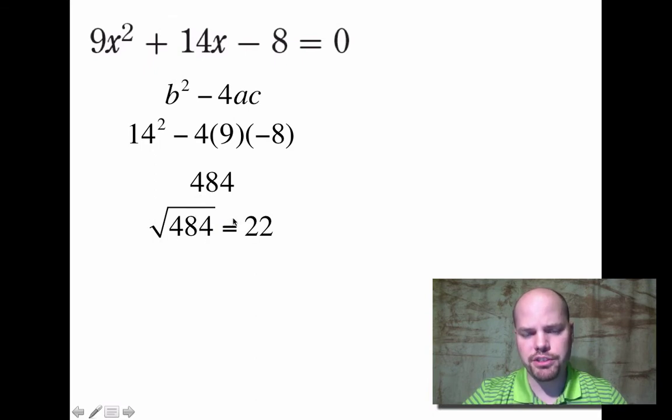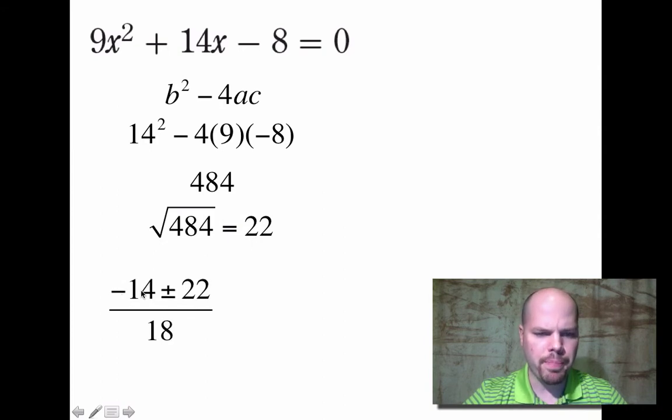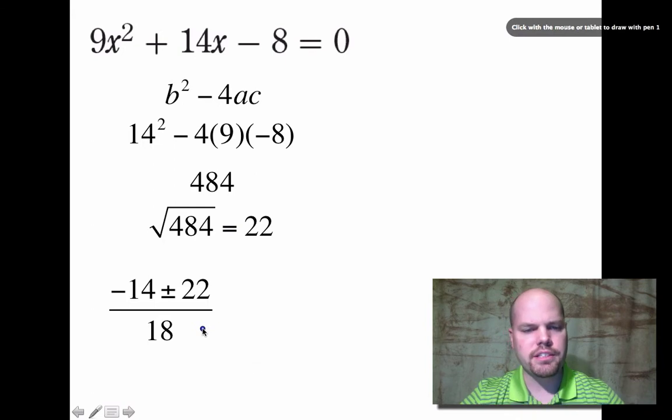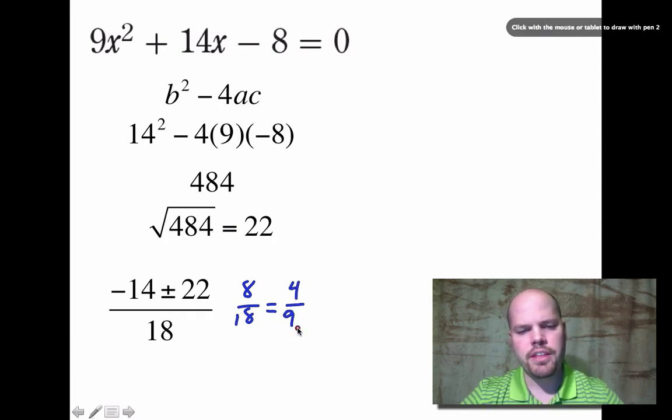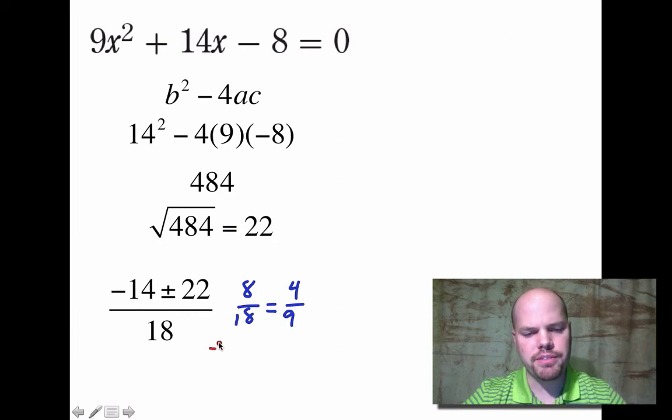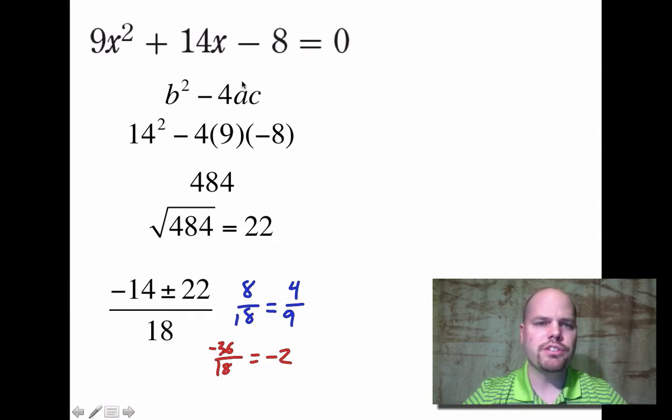484 is a perfect square, so that makes the quadratic formula quite nice. Remember, in the quadratic formula, we do the opposite of b, plus or minus the square root of the discriminant, which in this case is 22, over 2a, so over 18. Now we're going to get negative 14 plus 22. That's going to be 8/18, which we could divide by 2 and make it 4/9. Then if we went negative 14 minus 22, that would give us negative 36 over 18, which is negative 2. Those are the two solutions, using the quadratic formula.